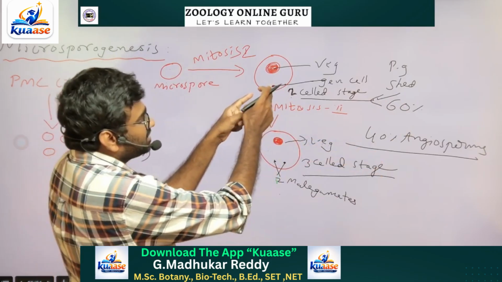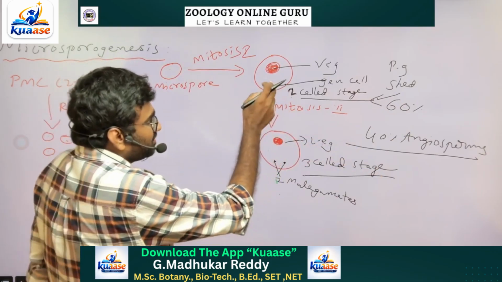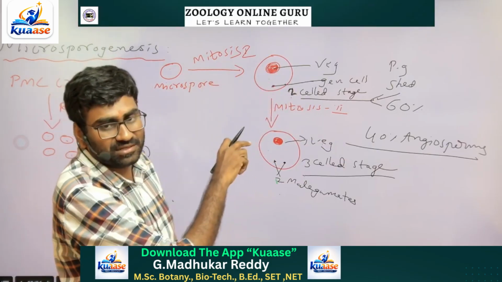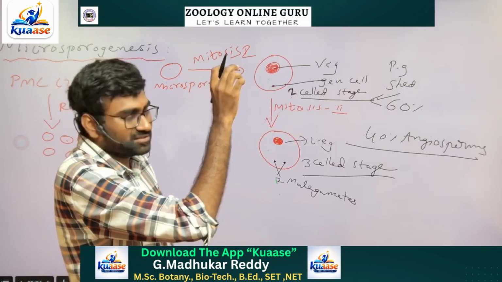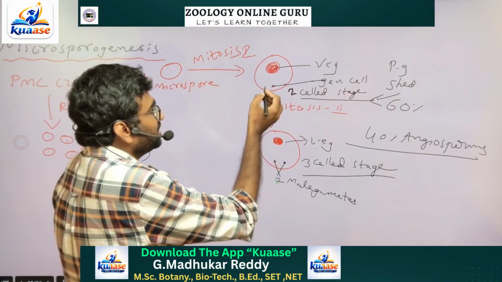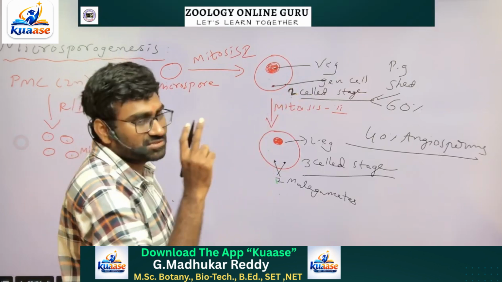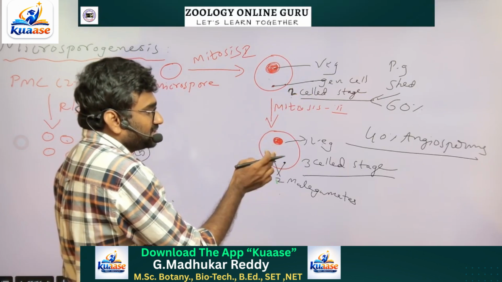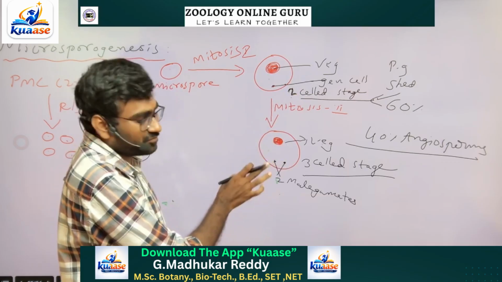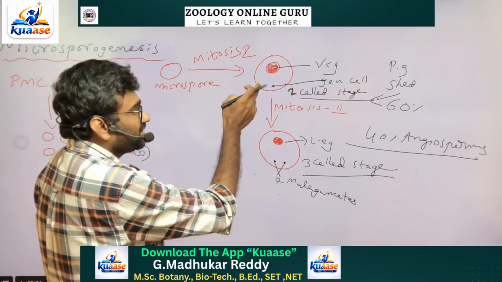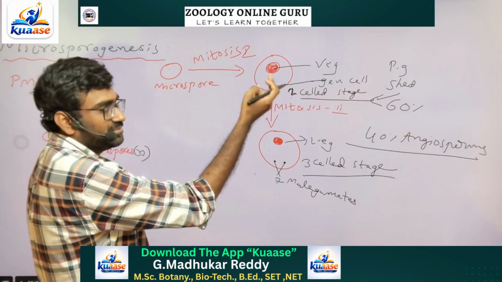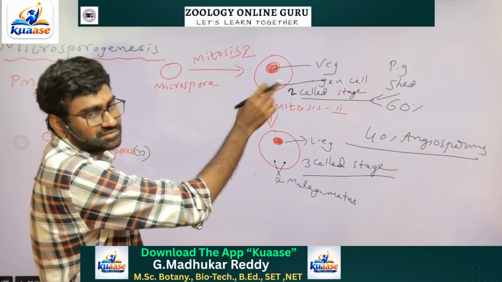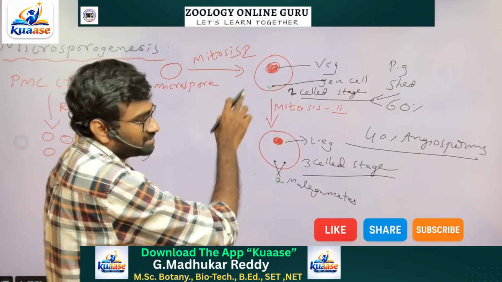Here also this generative cell undergoes mitosis division, but when it occurs, means when the pollen grain lands on the stigma, thereby germination of pollen tube. During the germination of pollen tube, the generative cell undergoes mitosis division to produce 2 male gametes. Here in this case, directly the generative cell is produced in the mature pollen grain before landing on the stigma. It is after landing on the stigma, after germination of pollen tube, that 2 male gametes are produced as a result of mitosis 2. This is about the microsporogenesis.